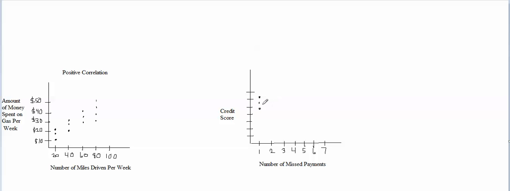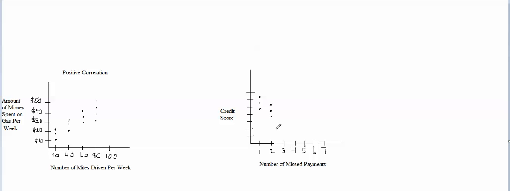And if we have some other people who tell us that they missed 2 payments this year, those people will probably have lower credit scores because their credit score is going down because of missing more payments. So these people will fall down here into a lower range of lower credit scores. So these credit scores aren't as good as these credit scores over here.